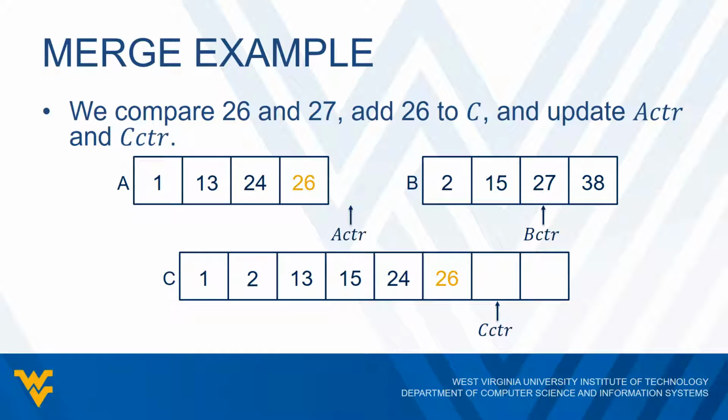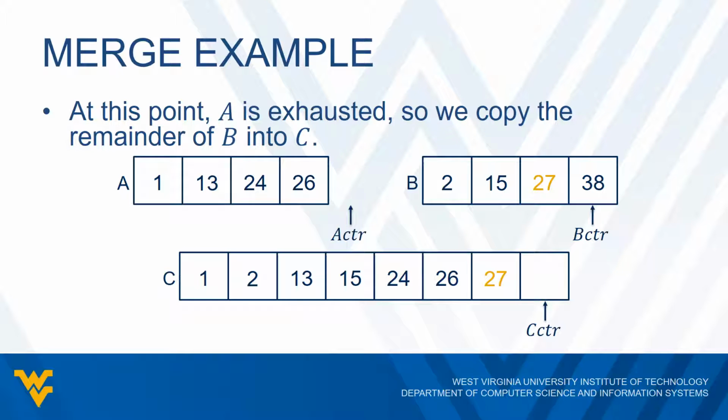Now at this point, A is exhausted, because if we look at our A counter, we see that we're outside of the array, we're at the end, so we've copied everything from A into C. So all that's left to do is take everything left from B and put into C. So we'll take the 27 from B, we'll copy that into C, and then increment both B counter and C counter.